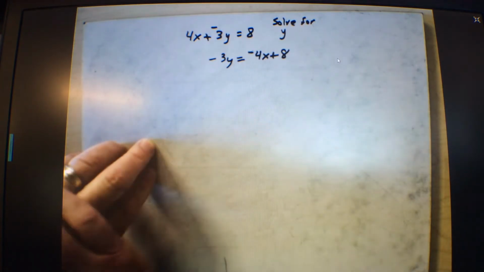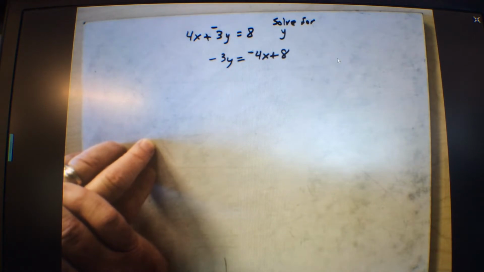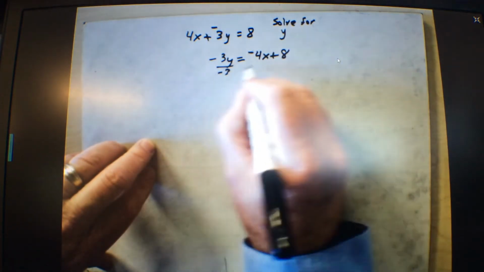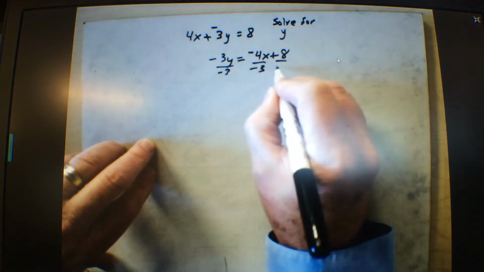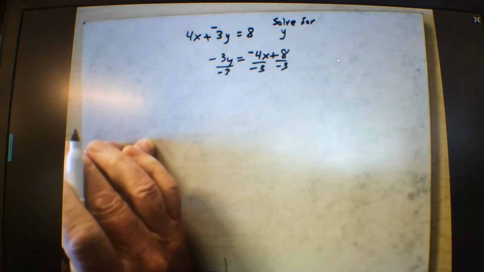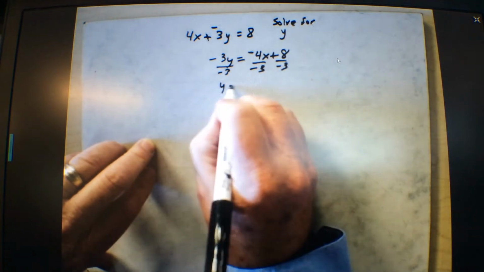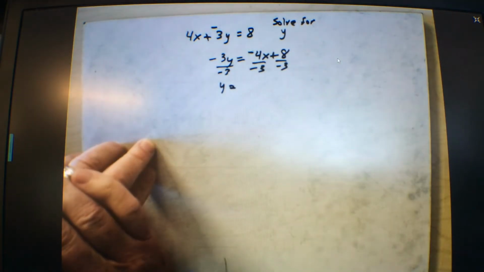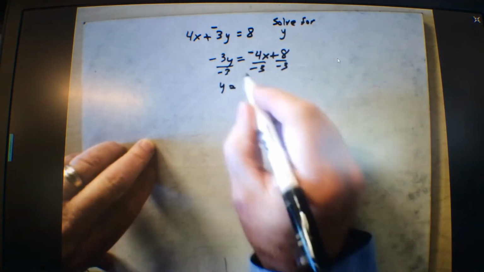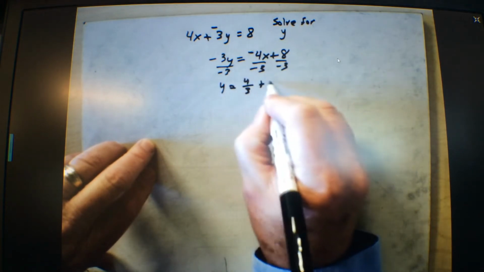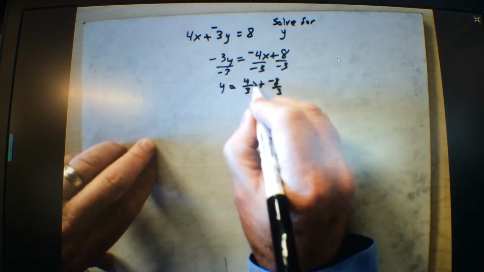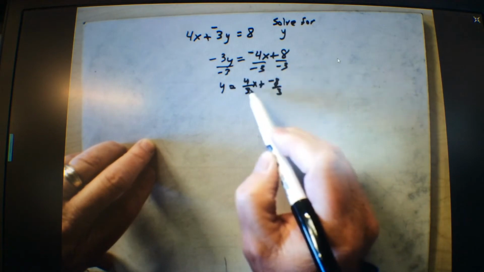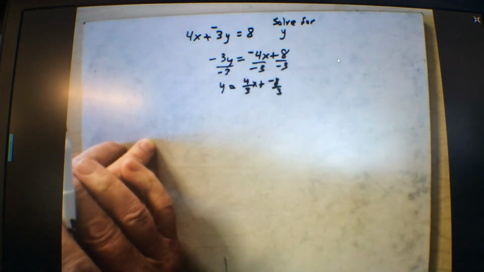All right, now what do I need to do? I need to get rid of negative 3. Now there is no shortcut for this. I have to divide everything by negative 3, right? So I divide this by negative 3, I divide this by negative 3, and I divide this by negative 3. I want you to do it separately now. So you get y equals, what's a negative divided by a negative? A positive. So y equals 4/3 x plus a negative 8/3. Notice how I forgot the x, and notice how I separated this.